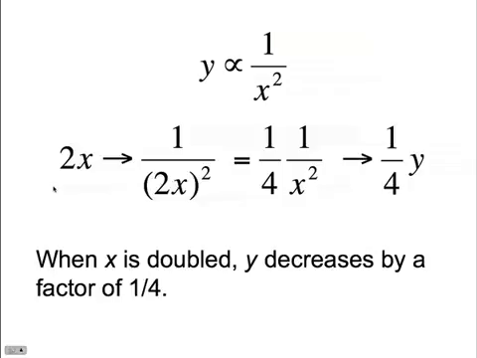Actually, we call this an inverse square proportionality, meaning that if y is proportional to 1 over x squared, as the denominator gets bigger, if x is made bigger, y becomes smaller.